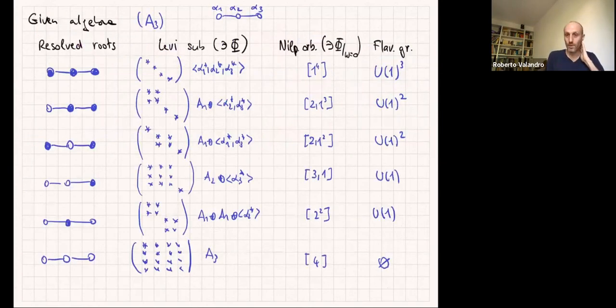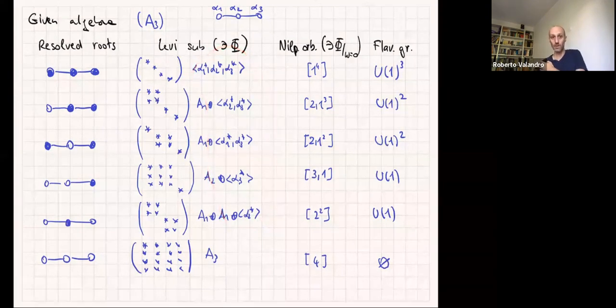So I just copied a table from the Collingwood book for the A3 algebra. Here you have all possible ways to color the nodes, meaning for us choosing which sphere we want to blow up. And to any of these diagrams, there is a related Levi subalgebra, the subalgebra in which phi should live to generate this kind of resolution. And also there is a related nilpotent orbit, which is exactly the orbit where phi at w equals 0 should live. And then you can read from this the flavor group.